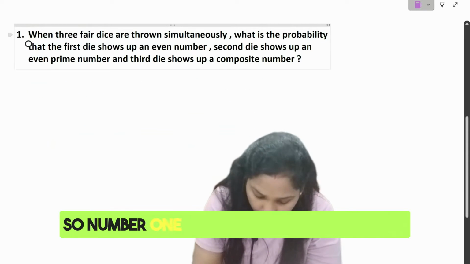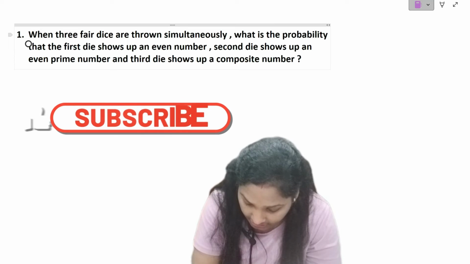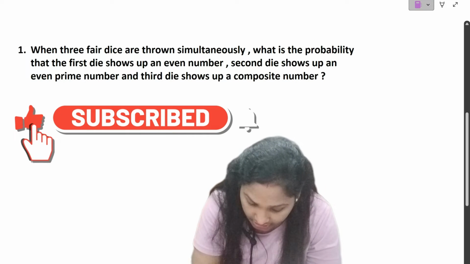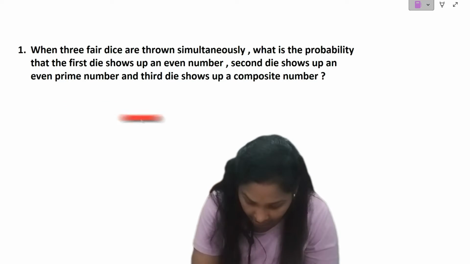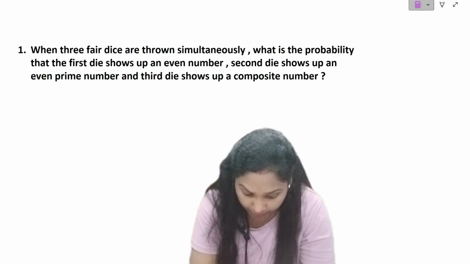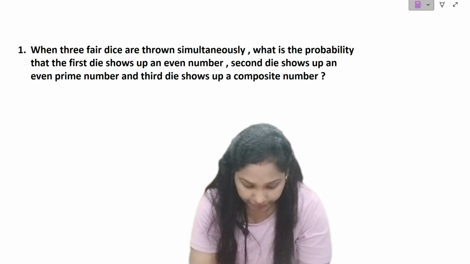Question number 1 in our mock test is: when three fair dice are thrown simultaneously, what is the probability that the first die shows up an even number, the second die shows up an even prime number, and the third die shows up a composite number? So basically this question belongs to permutation.